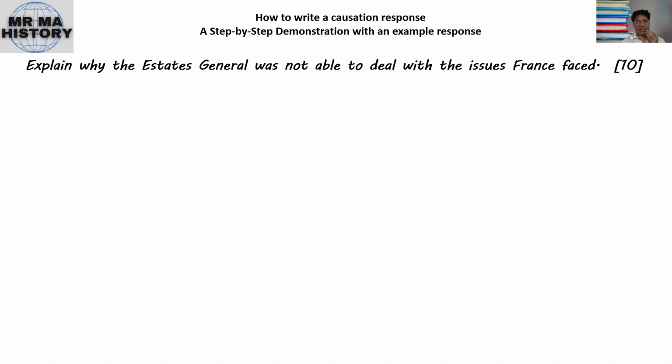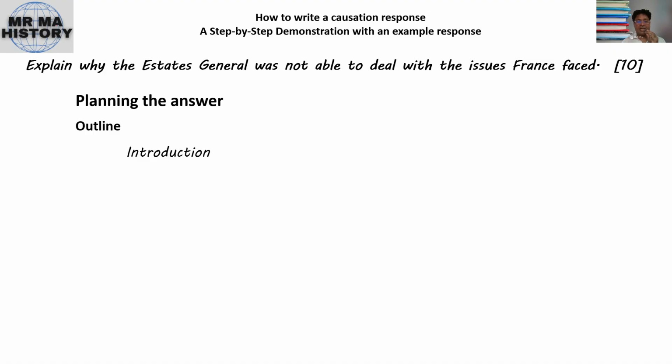The question is, explain why the States General was not able to deal with the issues France faced. So this is the question. Now let's see how practically we will write an answer to this question. First of all, you will do the planning. You will write an outline. So what outline can we write in answer to this question?